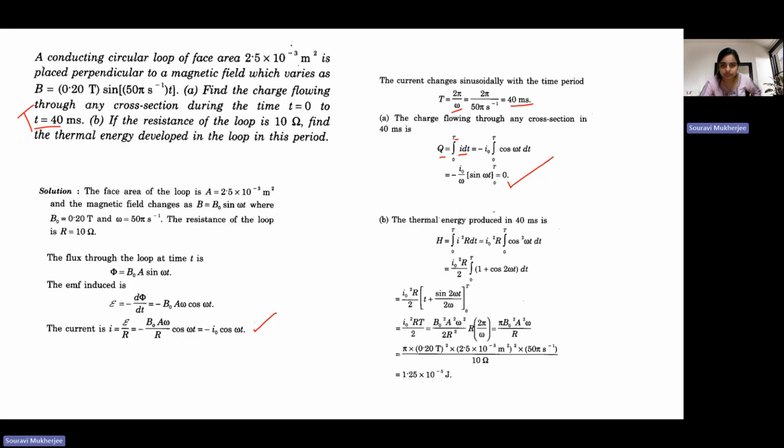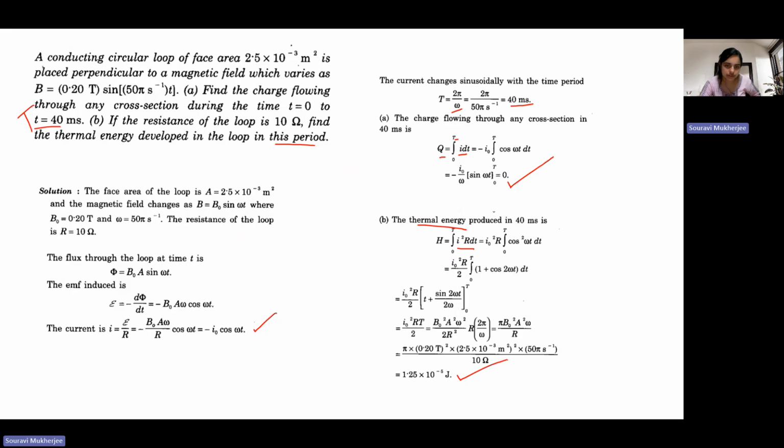Now, how do you find the thermal energy? It's nothing but I square R. And you want to find the net thermal energy in this time period. So you do a time integral from 0 to T. So I square R into dt. That's the energy. Okay. So let's do this integral. So here it will be a non-zero quantity because you have cos square omega t. And this is just integration. You put in the values that you already know. Pi is a constant. So B naught A omega and R. And this gives you the answer.